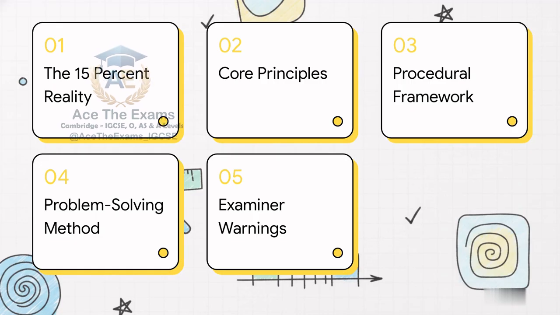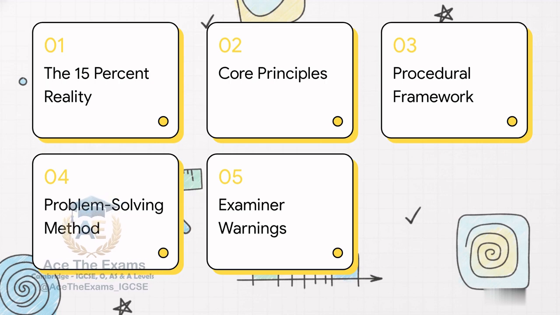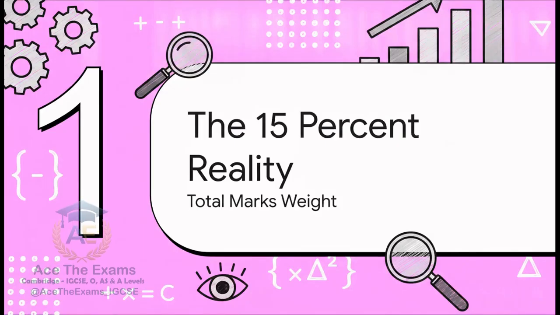So here is our agenda for today. We've got 5 key sections to cover. We'll start with the 15% reality, move through core principles and frameworks, and wrap up with the top examiner warnings. Let's get right into it. Section 1, the 15% reality. Let's talk about why this topic deserves your absolute, undivided attention.